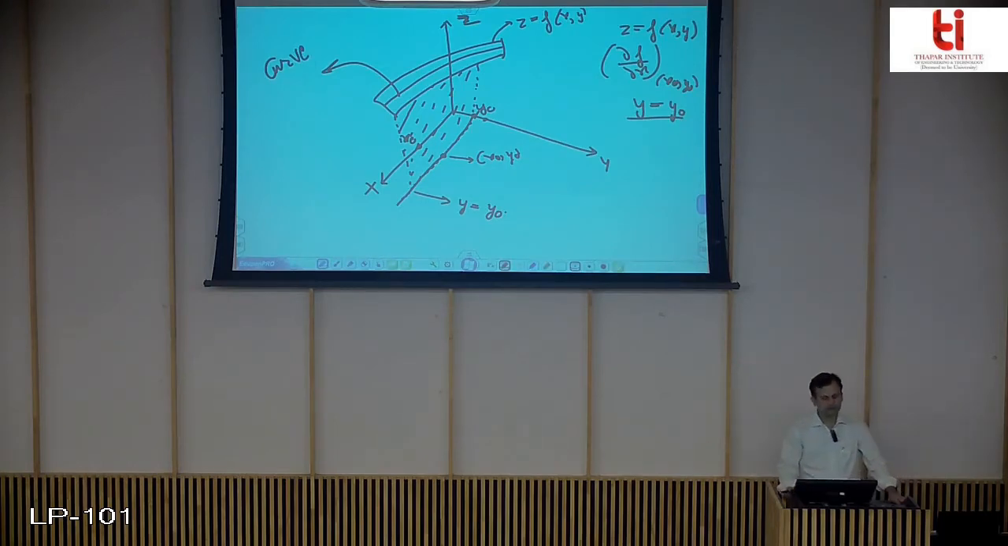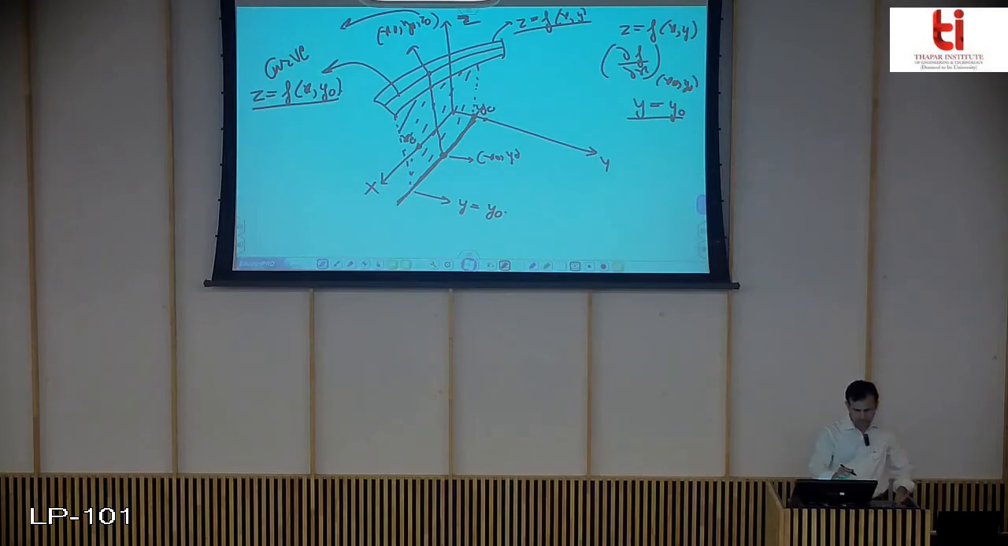Now this curve is on the surface z equals f(x, y), but since y equals y0 is fixed. Why? Because you have here the line y equals y0, and when you take the plane through this line and intersect it with the surface z equals f(x, y), you get this curve. Now this is the point (x0, y0), and on top of this point you have the point (x0, y0, z0).